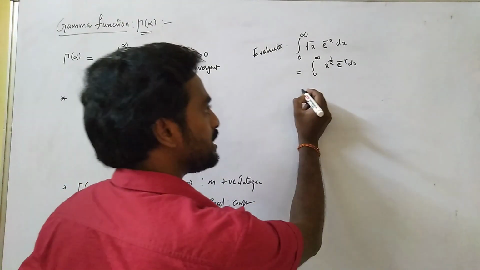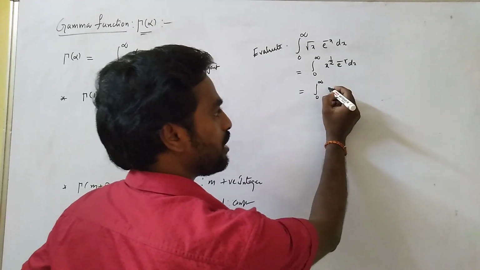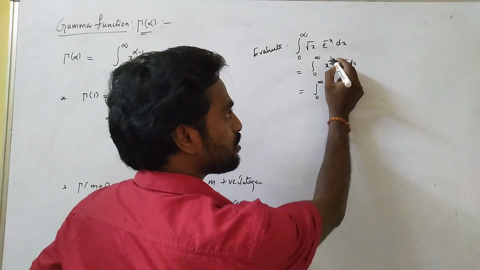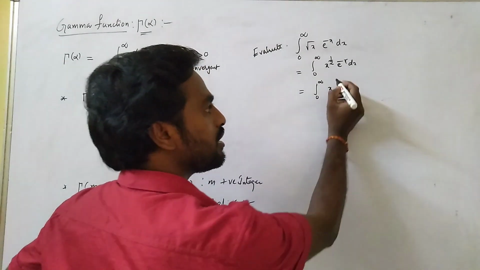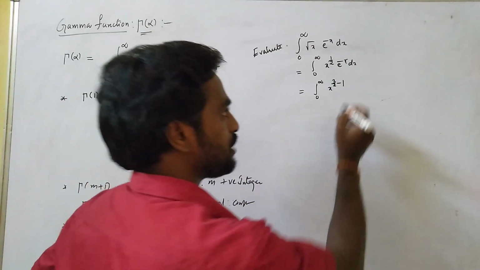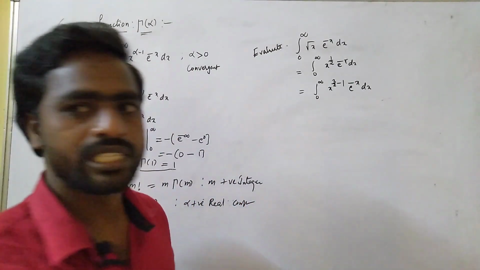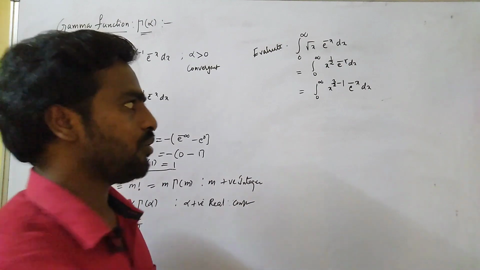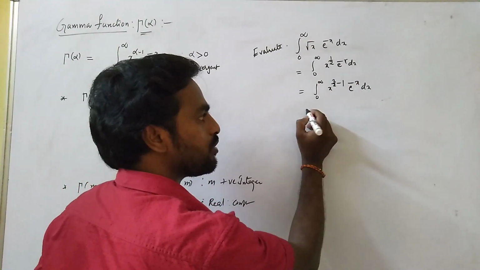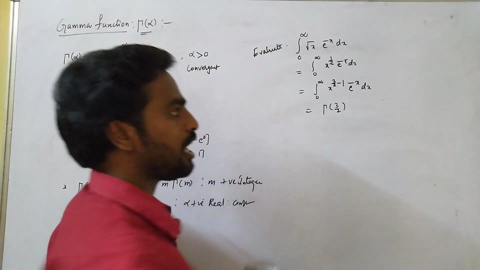So you should write this as the integral from 0 to infinity of x to the power of 3/2 minus 1 times e to the power of minus x dx. Here 3/2 minus 1 is 1/2, you know that. Here the alpha value is 3/2, so you can write gamma of 3/2.